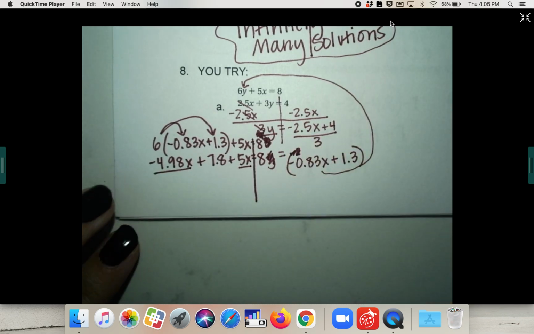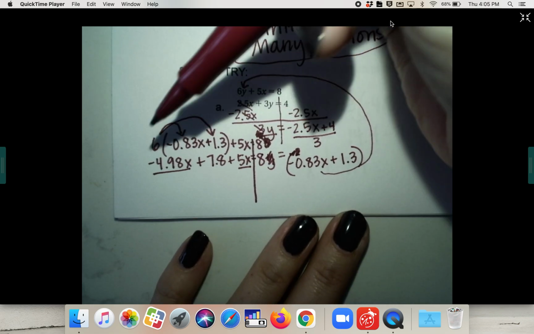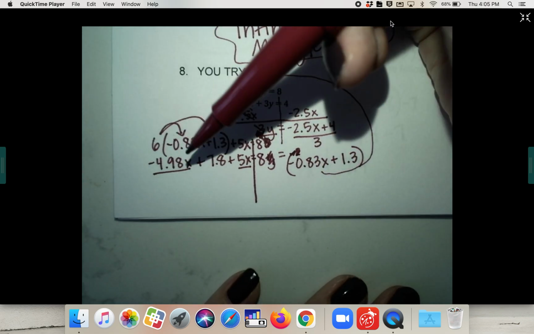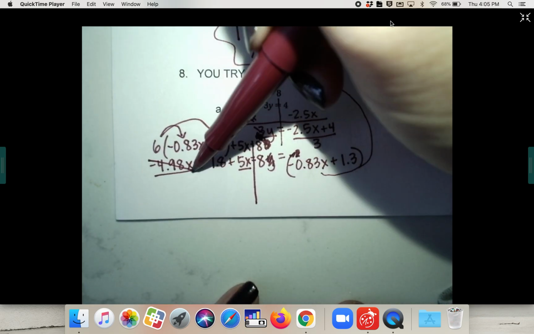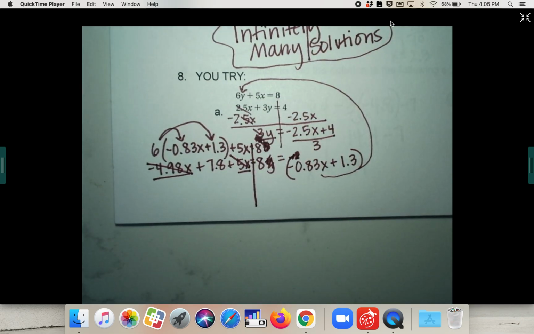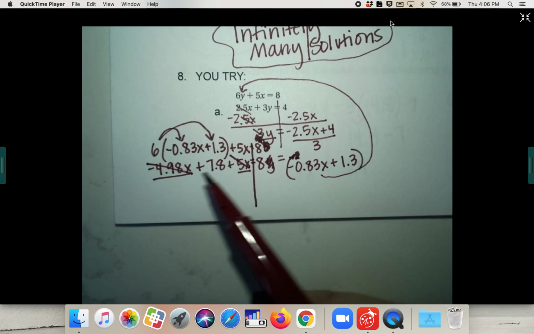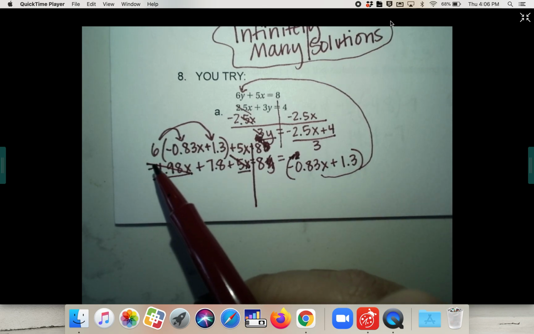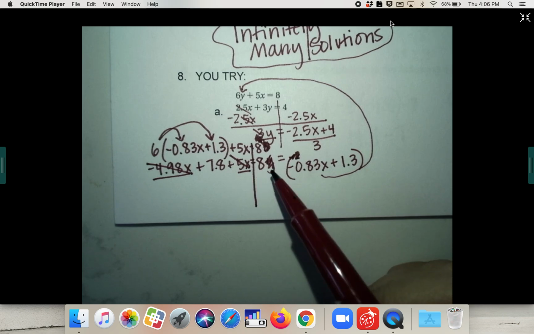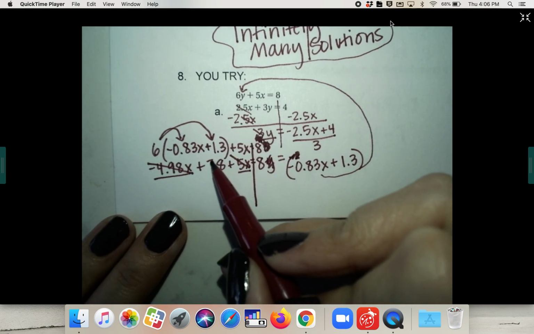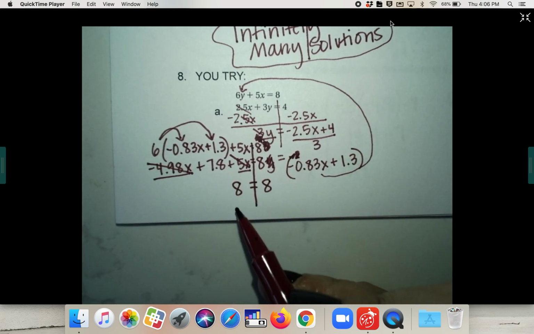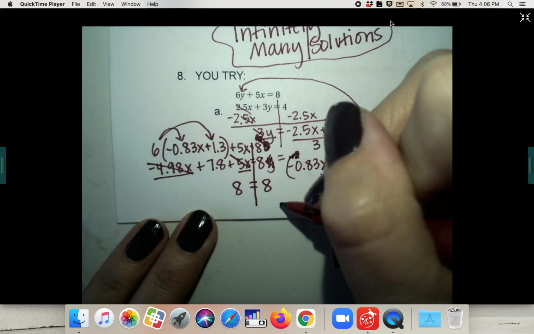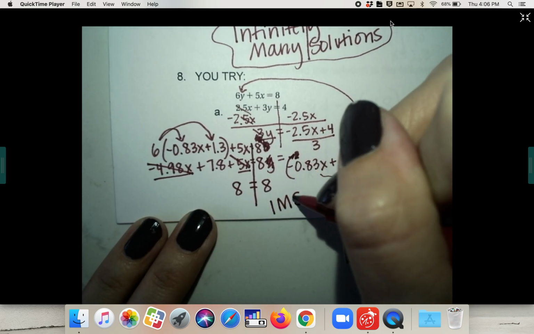These two are like terms. You know what? When I rounded it, this 4.98 would have actually bumped up to 5. So what we have here is negative 5x and positive 5x. These are going to cancel each other out. So here's what I'm left with. This actually would have rounded up to exactly 8. So I'm left with 8 equals 8. Is that a true statement or a false statement? 8 does equal 8. So this is going to be infinitely many solutions.